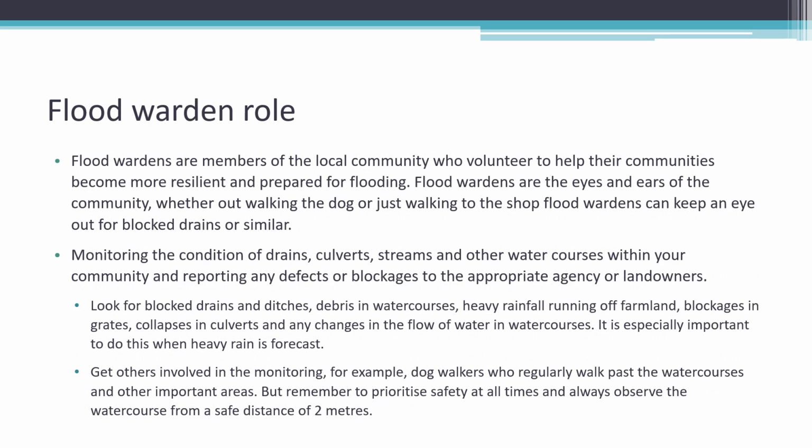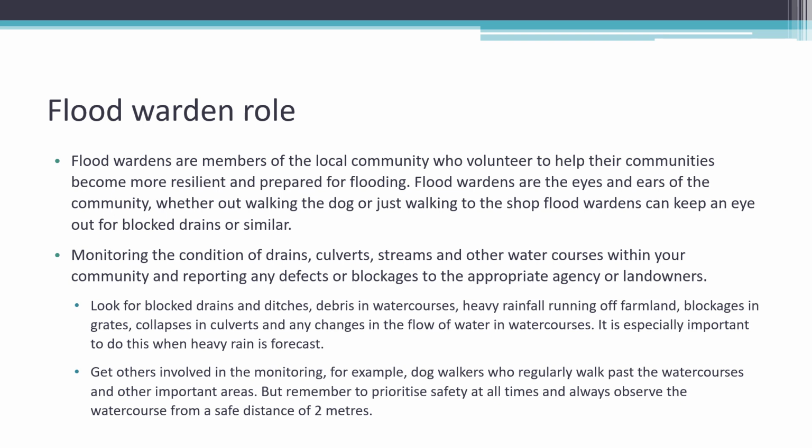Flood wardens are members of the local community who volunteer to help their communities become more resilient and prepared for flooding. Flood wardens are the eyes and the ears of the community, whether out walking the dog or just walking to the shop. Flood wardens can keep an eye out for blocked drains or similar. As previously mentioned, monitoring the condition of drains, culverts, streams and other watercourses within your community and reporting any defects or blockages to the appropriate agency or landowner is a crucial role in ensuring that our mitigative measures are able to work as effectively and efficiently as possible to minimise flooding.